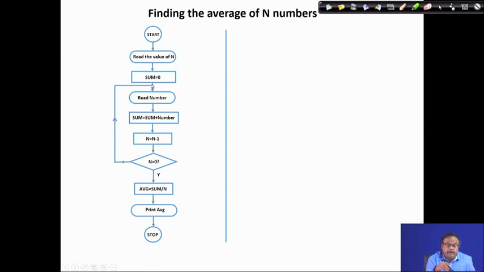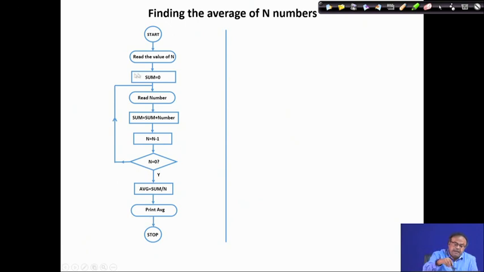So, I go up again, I read another number, add that particular number to the sum, decrement n. How many to go? 97. Is it 0? No, not yet 0. So, I go on in this way. Ultimately, after I have read the 100th number, this n will become 0. So, at that point I will come to this average and compute the average as sum divided by n, and then I will print the average and stop.